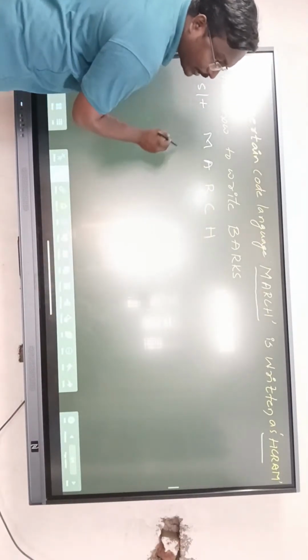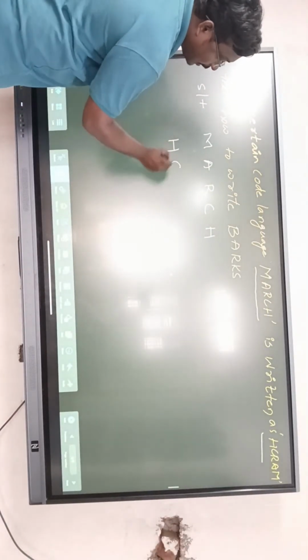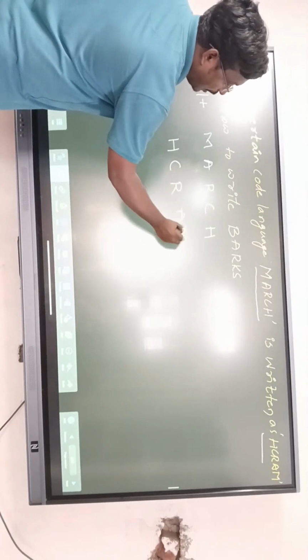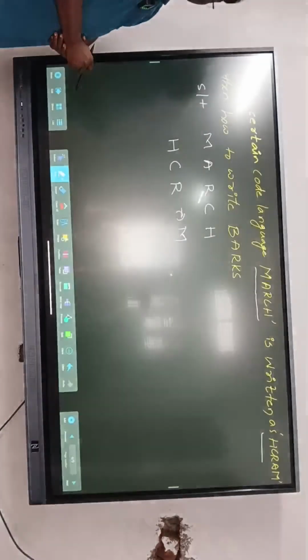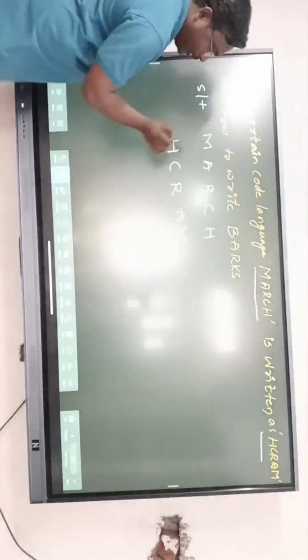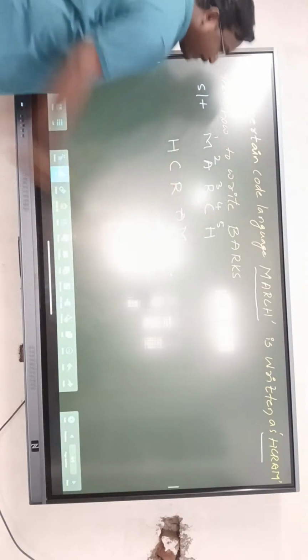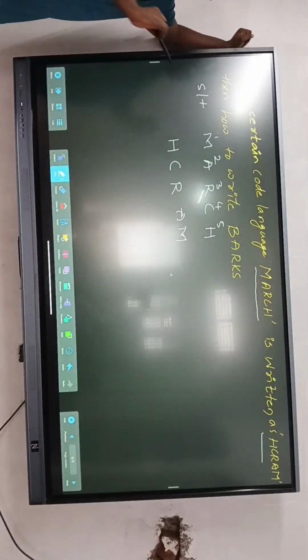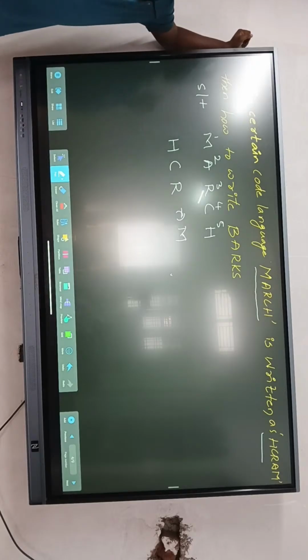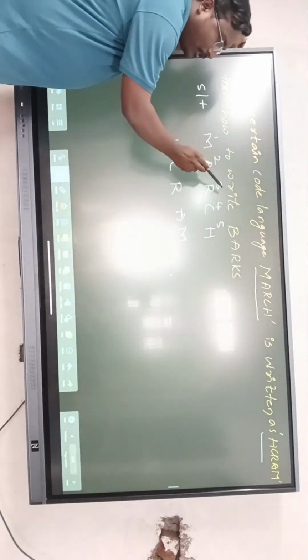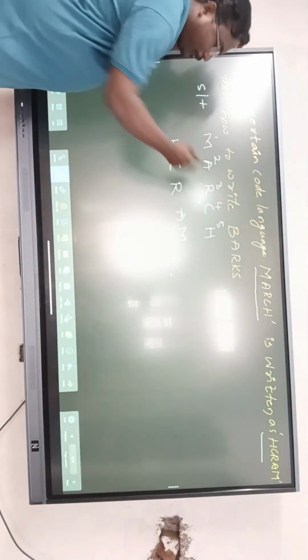MARCH. What are the letters given? HCRAM. So if I observe this, what is given here? H is 1, 2, 3, 4, 5. If I give any numbers to MARCH, one number for each letter in order, it comes 1, 2, 3, 4, 5.